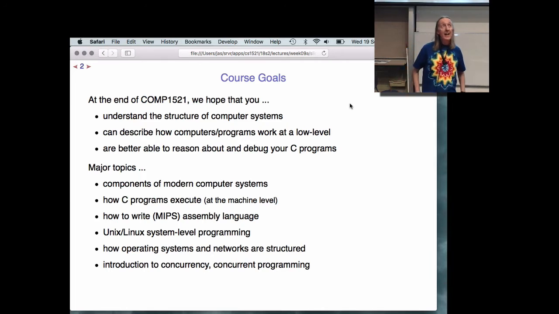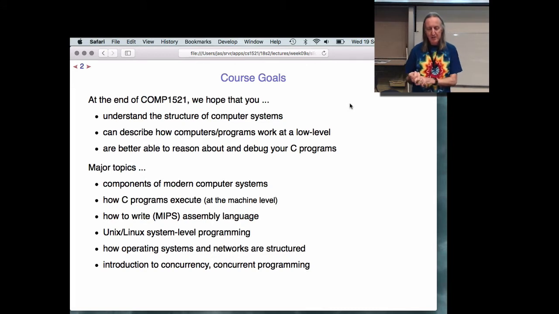And by understanding what's going on at a relatively low level, C is a low level language, relatively, you can understand better what's happening when your C programs run and hopefully give you a better handle on debugging them.